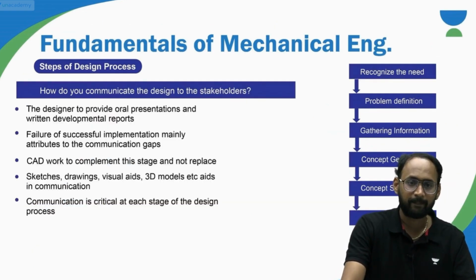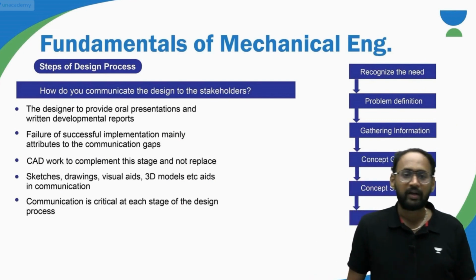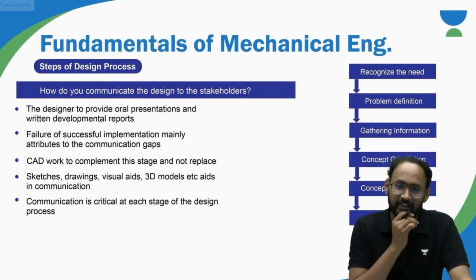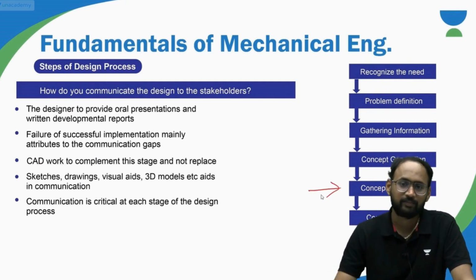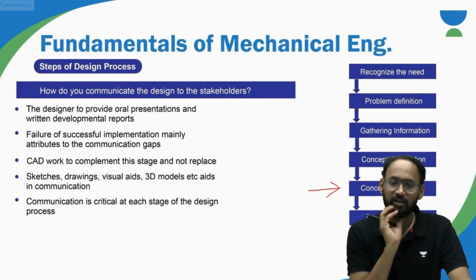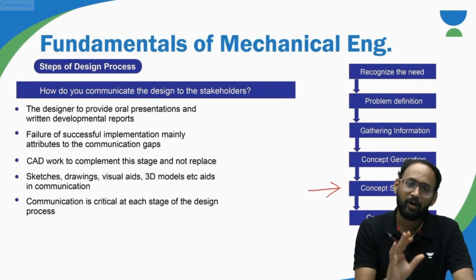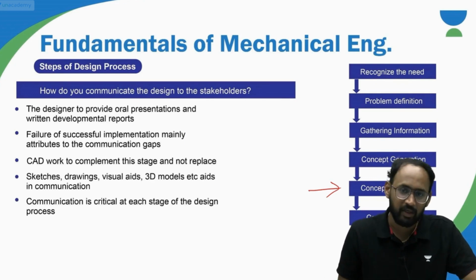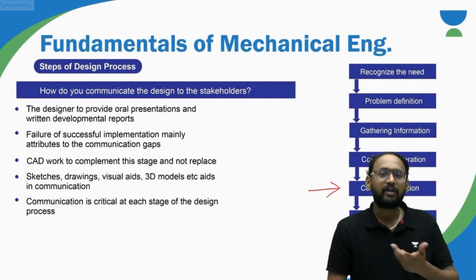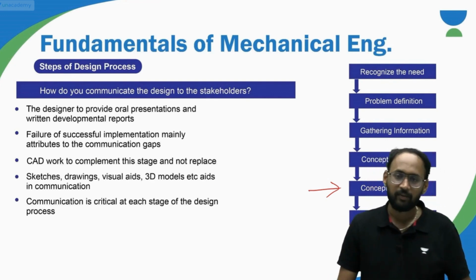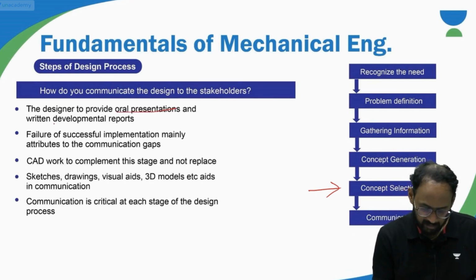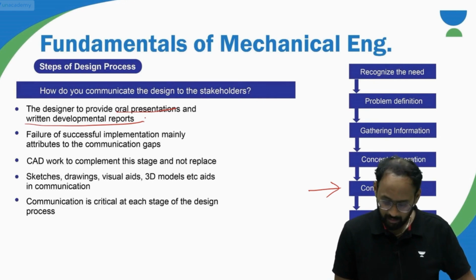Now, how do you communicate the design to the stakeholders? I think we covered concept selection in the last slide. Now you have selected the concept, and you need to communicate it to your stakeholders. Stakeholders could be internal stakeholders, who have interest in your project and can affect it, and external stakeholders, such as customers or vendors. The designer has to provide oral presentations or development reports. This is very important at the communication stage.